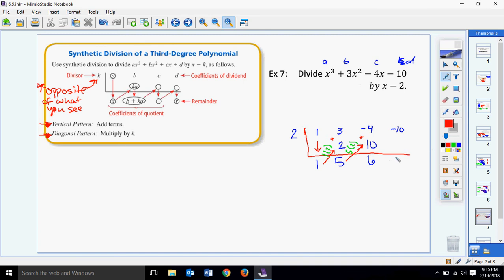Now I'm ready to go diagonal. I'm taking 6 times my k, which is 2. 6 times 2, and I get a 12. Now I'm vertical, so I want to add. Negative 10 plus 12 would give me a 2. These are the coefficients of my quotient. The last number is always your remainder.